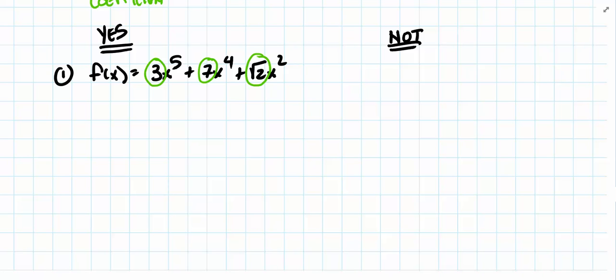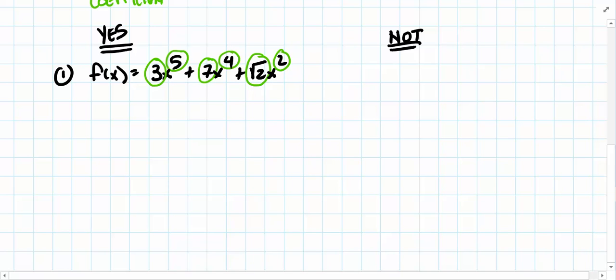Okay, let's look at the exponents. Is that a non-negative integer? Yes, it is. Is that a non-negative integer? Yes, it is, and of course, that is too. What is the degree of this polynomial function here? What would it be? 5. This would be a 5th degree polynomial. It's the highest degree term. You guys good so far?